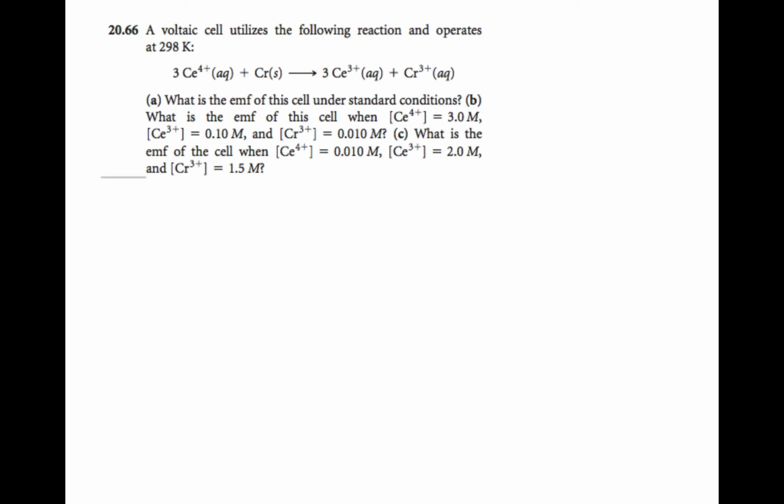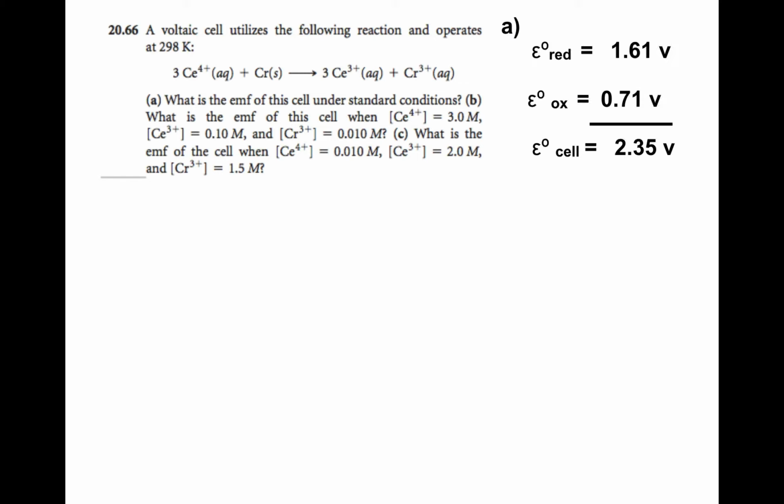A voltaic cell utilizes the following reaction: cerium 4 plus reacting with chromium. What is the voltage for the cell under standard conditions? So I look those up. Look up the reduction potential for cerium 4 plus turning into 3 plus, chromium's oxidation potential, get the voltage for the cell.